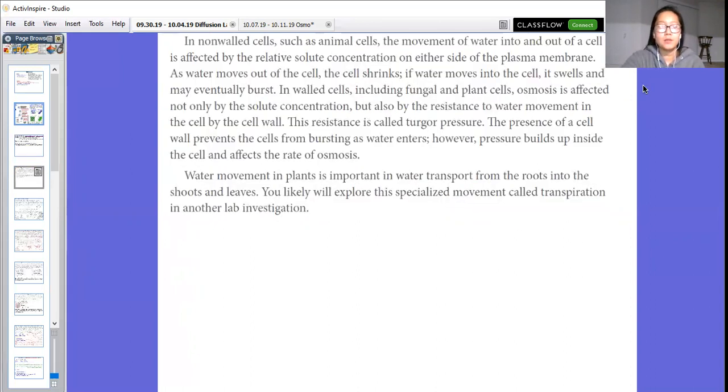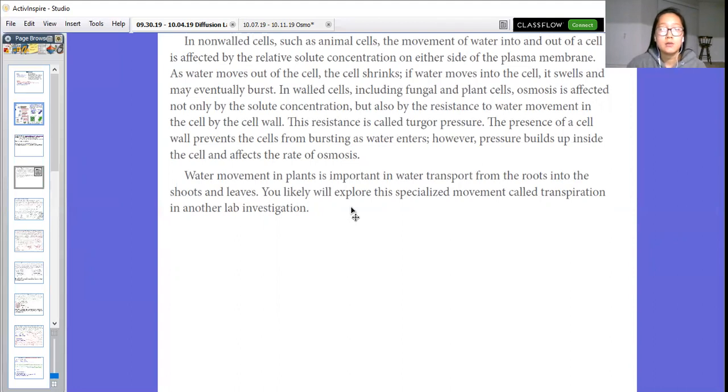Okay, so let's read through this really quickly. In non-walled cells, such as animal cells, the movement of water into and out of a cell is affected by the relative solute concentration, the material that is dissolved, on either side of the plasma membrane. As water moves out, the cell shrinks. If water moves into the cell, it swells and may eventually burst.